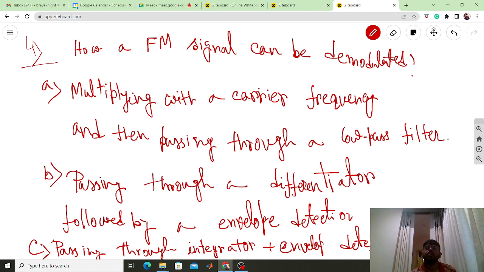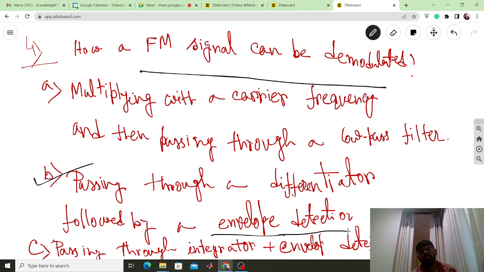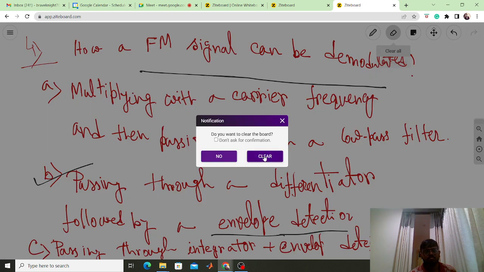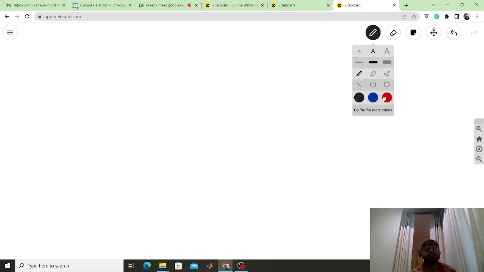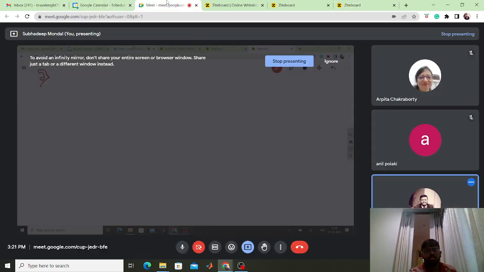So again, this can be easily addressed from the lectures that an FM signal can be demodulated by passing it through a differentiator circuit followed by an envelope detection. These are from the lectures, I think. These are the easy questions. So let us go to the next question. Just let me check if any doubt is there.